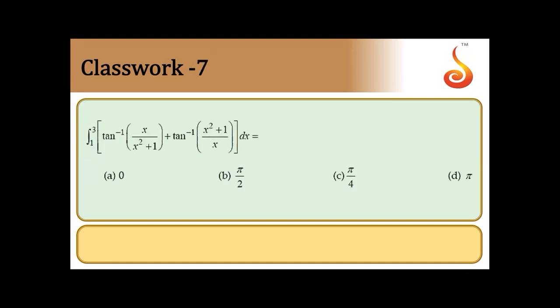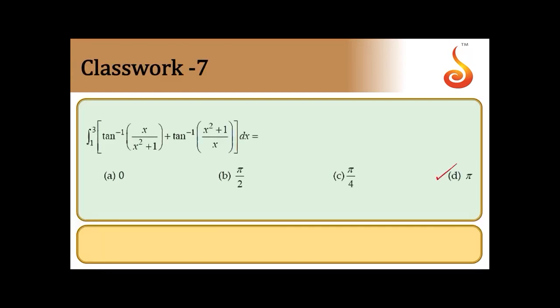Coming to 7th one. Of course, cot inverse x square plus 1 plus tan inverse x square plus 1 by x, therefore it is pi by 2, and of course pi by 2 into 3 minus 1. Yes, of course pi by 2 multiplied by, I think the answer is pi. So 3 minus 1, the answer is pi. This is nothing but pi by 2 integral 1 to 3 dx, and therefore it is pi by 2 times 3 minus 1. Of course 2 gets cancelled, the answer is pi.